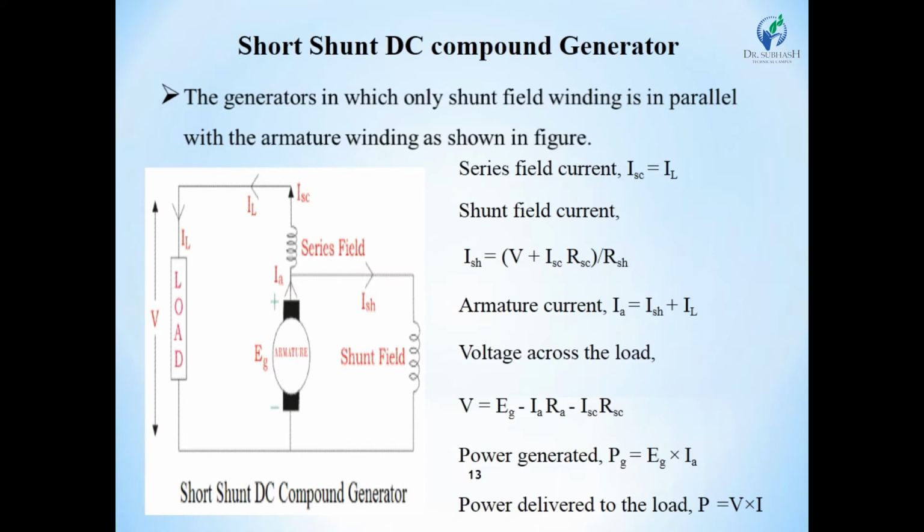So we write that E minus Ia into Ra is the voltage across the shunt field winding. So E minus Ia into Ra is equal to RSH into ISH, which is equal to Vt plus IL into Rs.